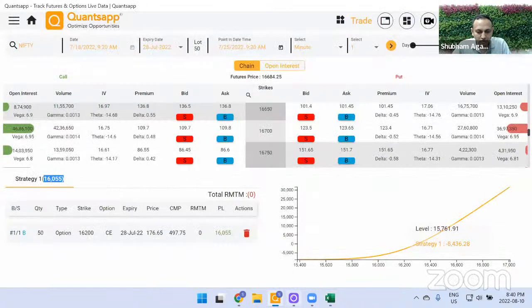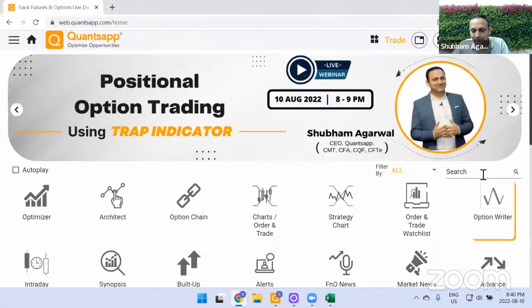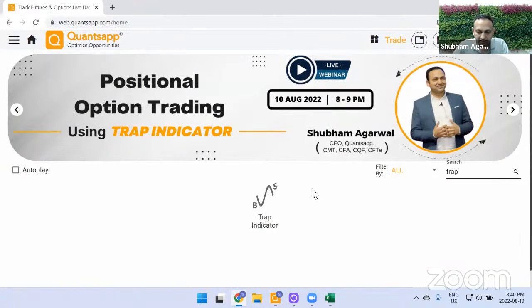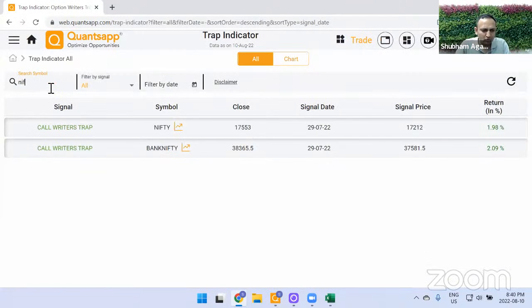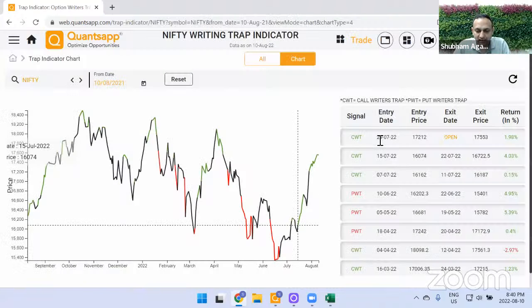So if I just go back to the application and go to the trap indicator again, and simulate one or two more trades of how it has behaved. If I just open the Nifty chart again, and see what the open trade is doing right now on Nifty. So on 29th of July, there was an open trade at 17,212.